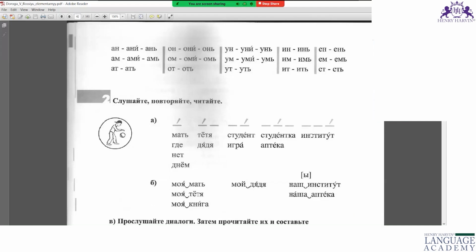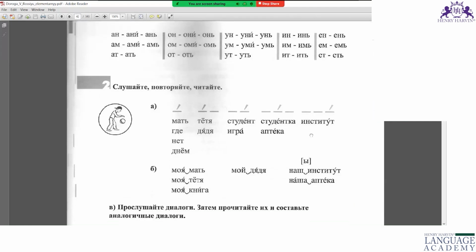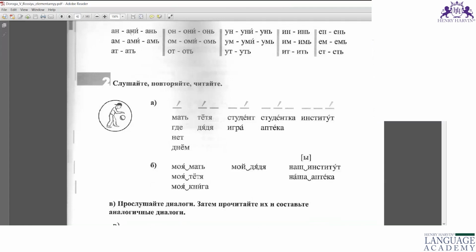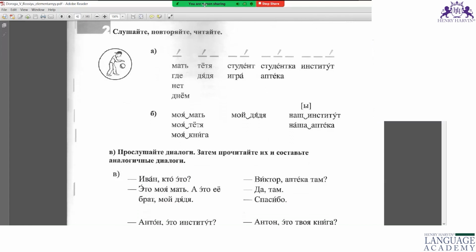Okay, so that's just how to connect, right? How to join consonants with these soft letters. Here we have ан, ань, ам, ами, ат, ать, он, онь, ом, ому, от. Okay, so same exercise. So let's go to the real words.